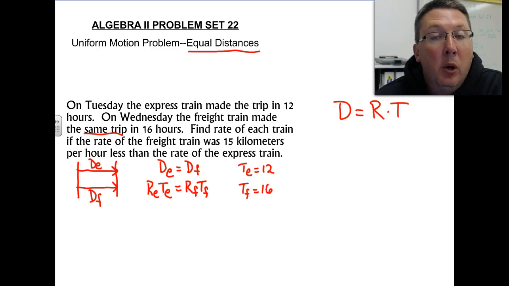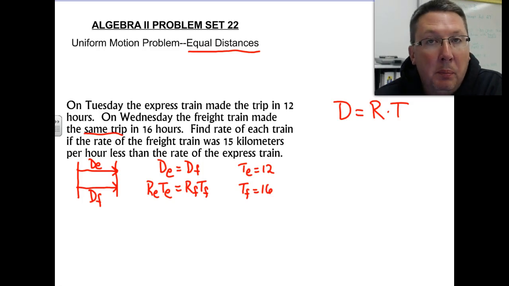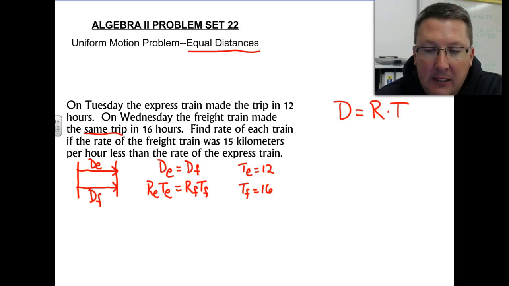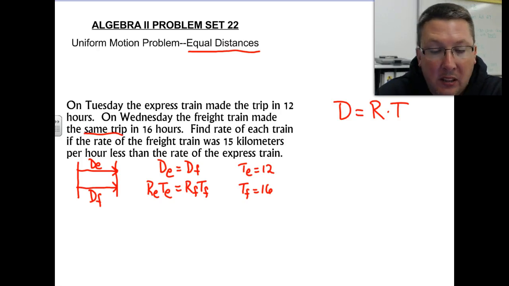All right, so I know both times, so I will plug those into my problem in just a second. But let's see if we know anything about rates. It says to find the rate of each train if the rate of the freight train was 15 kilometers per hour less than the rate of the express. So we can translate this just like it's written.